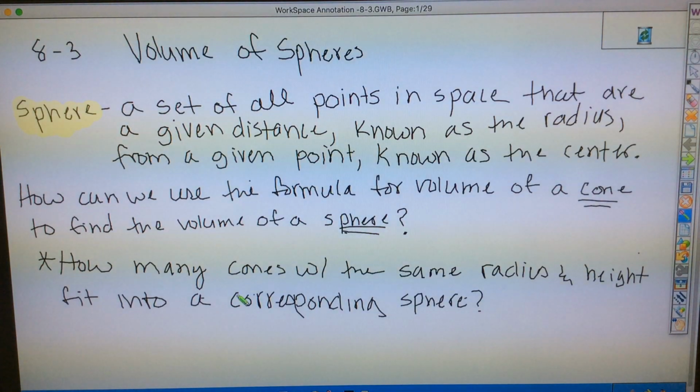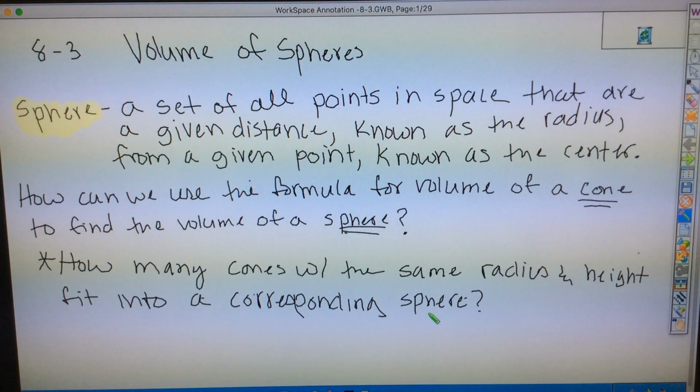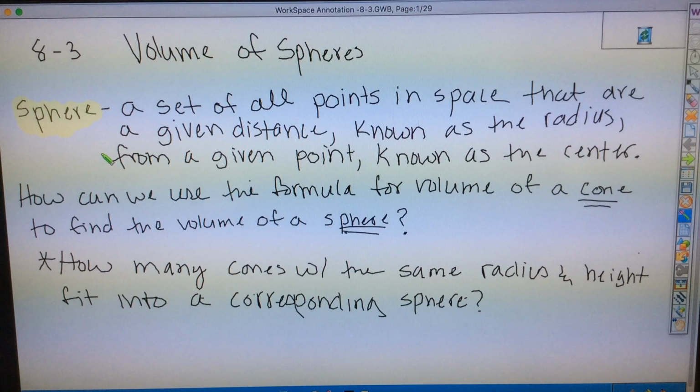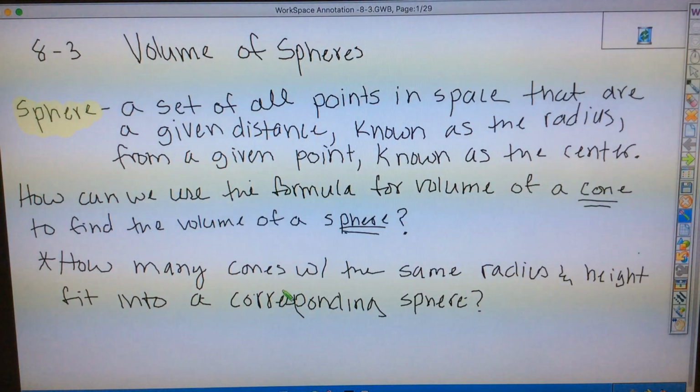Just like last time, I want you to think about how many cones with the same radius and height would fit into a corresponding sphere. And by the way, it's important to note that spheres don't technically have height. They have diameter, which goes the distance all the way across. Diameter is also known as 2 times the radius. More on that in a minute. So at any rate, I want you to think about how many cones would fit into a corresponding sphere.